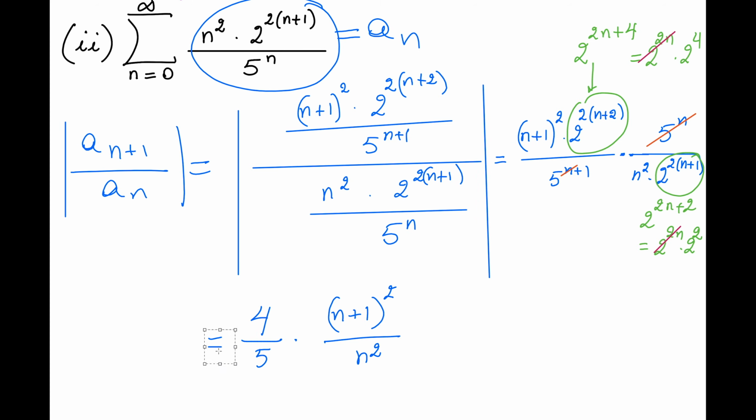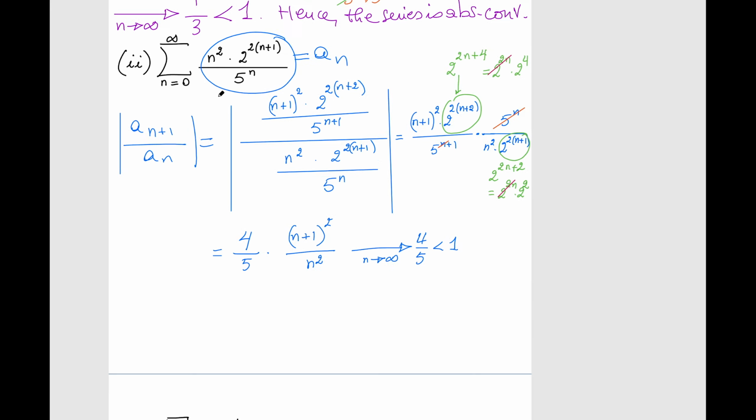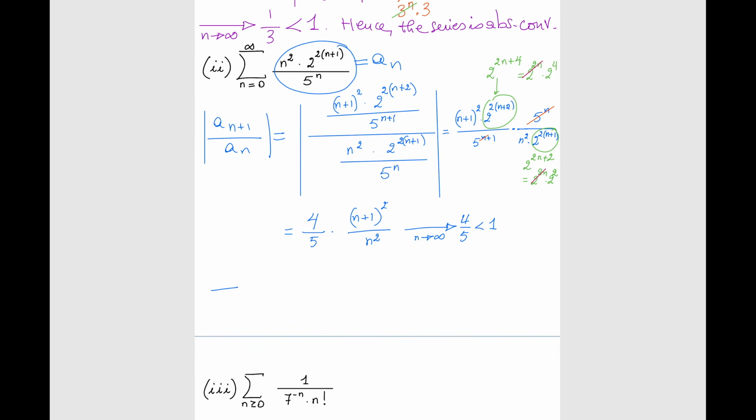So we have this. And where does this go as n goes to infinity? Well, as n goes to infinity, the leading term upstairs is n squared, downstairs is n squared, this goes to 1, so the whole thing is going to go to 4 over 5. Okay, and 4 over 5 is smaller than 1. As such, the series is going to be an absolutely convergent series by the ratio test.